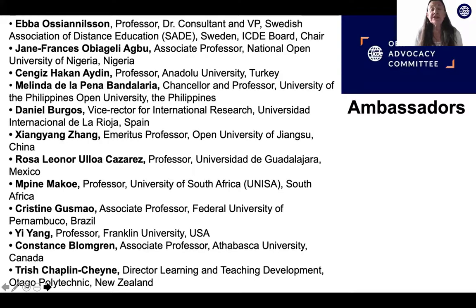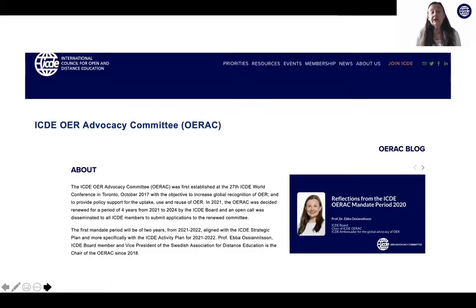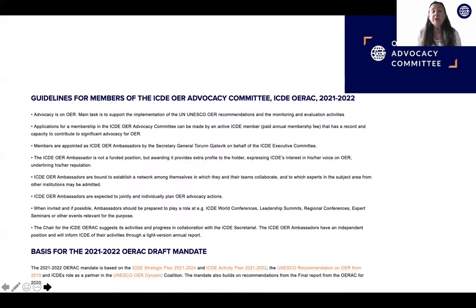I will share some of the activities, what we have done the last year, and some examples from some of my colleagues, who have shared that with me. So first of all, the ICDE OER Advocacy Committee was launched in 2017 at the ICDE conference in Toronto. As I said, we are now in the third period, and I have been chairing the committee since then. We have, of course, some guidelines for us who are working as ICDE OER ambassadors. And the main task is about advocacy, by all kinds of means.